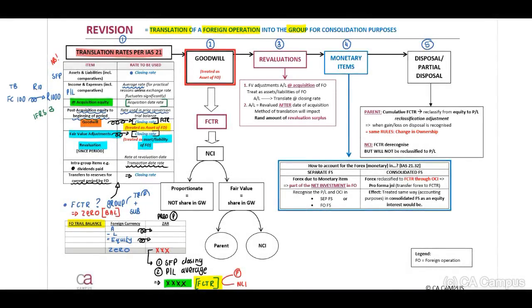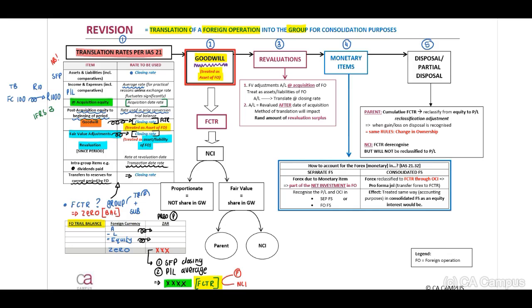Now I want you to only focus on our Goodwill section. Now, for you to be able to follow my writing, I am going to use a purple color when I explain principles. Now, IAS 21 indicates to us that when there is goodwill recognized at acquisition, we need to treat this as an asset of our foreign operation.